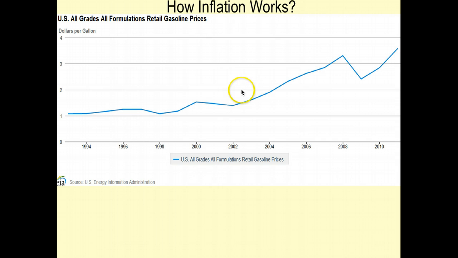Let's take a look at how inflation works. Here you have the title of the chart. It says U.S. all grades, all formulations, retail gas prices. So these are retail gas prices, dollars per gallon. So these are dollars, and then these are years. Remember, when you look at a chart, you want to look at what the titles are telling you. And you'll notice for 1 gallon of gasoline, the price in 1994 was about $1. At the end of 2010, 2011, the price was over $3.50.